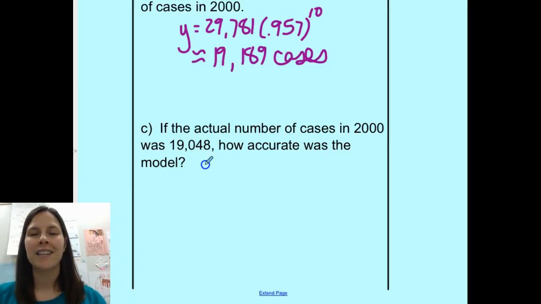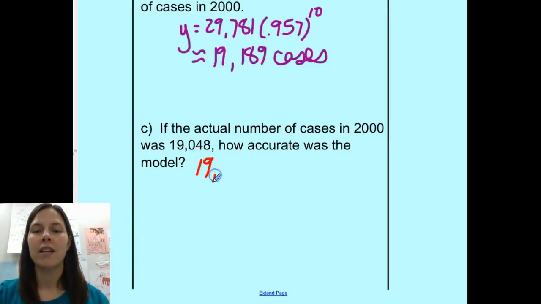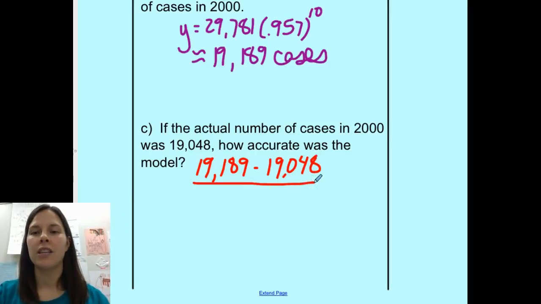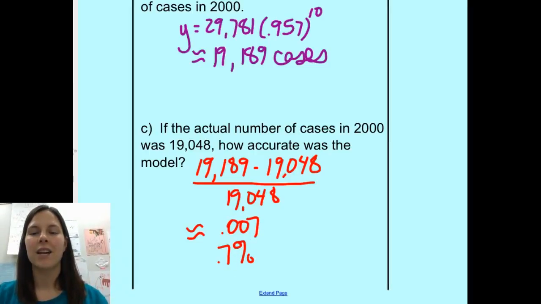And the last question is asking us to determine how accurate the model was. The actual number of cases wasn't off by a whole ton, but here's how we find the percent of error. You take the difference, you simply take the larger number minus the smaller number. Order doesn't matter. If the actual was larger, then you would start with the actual. In our case, the predicted was larger, so we started with the predicted. And then you divide by the actual. And that will give us our percent of error for our model. We get about 0.007, or a 0.7% rate of error, which is pretty darn good.